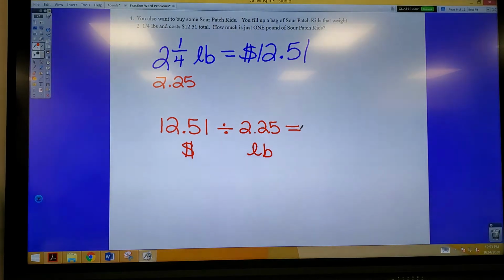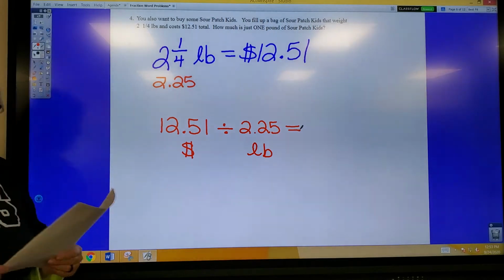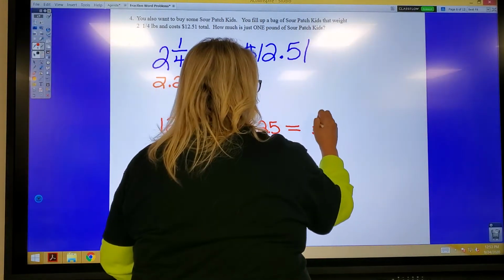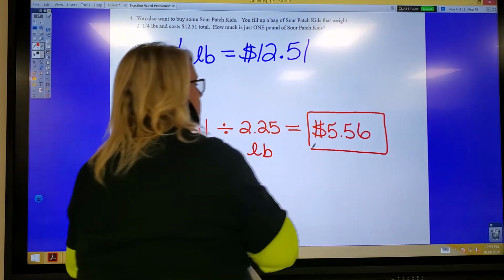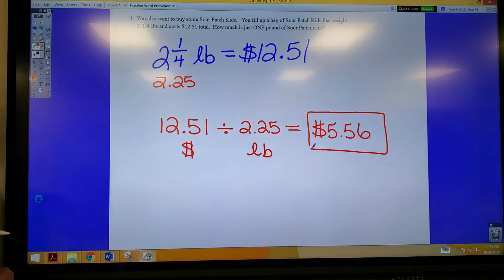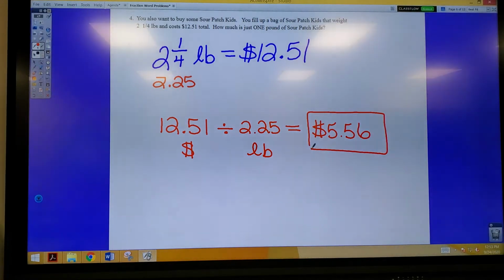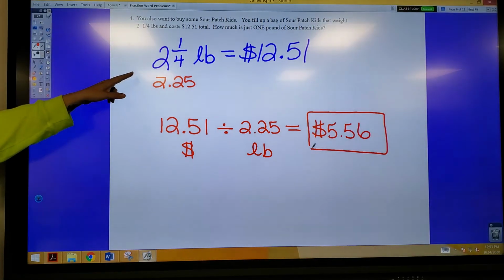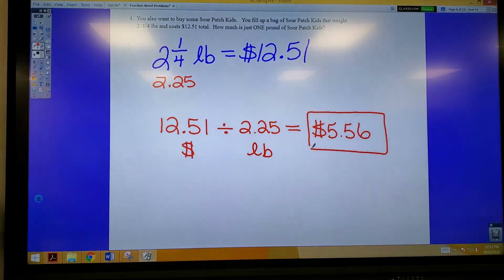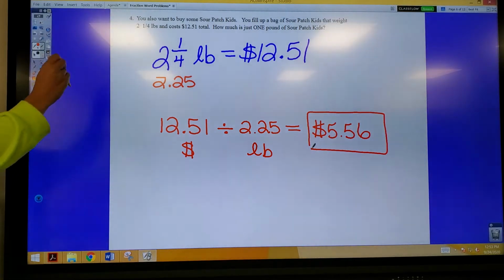Anybody get the answer to number 4? $5.56. Very good. I did get that, and I was so confused because I kept thinking that 2 1/4 was the end game price. So I was really confused. That's why sometimes labeling your things, labeling 2 1/4 with the pounds, can help you stay a little bit more clear and focused on what the numbers are representing. That's one of the reasons I always label things on mine.